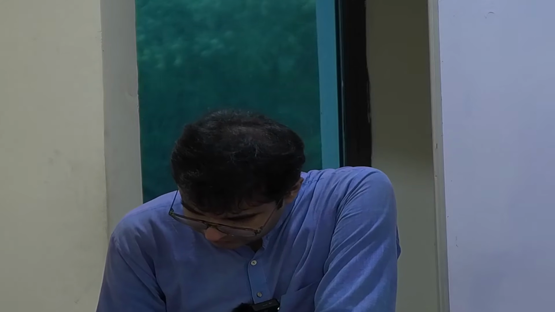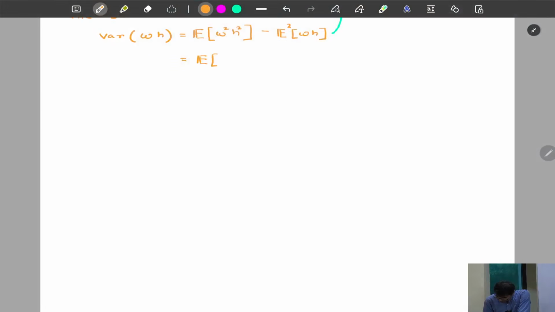So if they are independent, then what is E of AB? E of A into E of B, right? So this is equal to expectation of W square, expectation of H square minus, same thing will hold here, expectation square of W, expectation square of H.